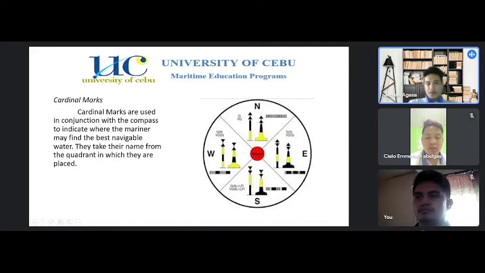Next, cardinal marks. What are cardinal marks? Cardinal marks are used in conjunction with the compass to indicate where the mariner may find the best navigable water. They take their name from the quadrant in which they are placed. Just like the compass here, we have north, west, south, and east. These quadrants have marks, which are used to find the best navigable water.